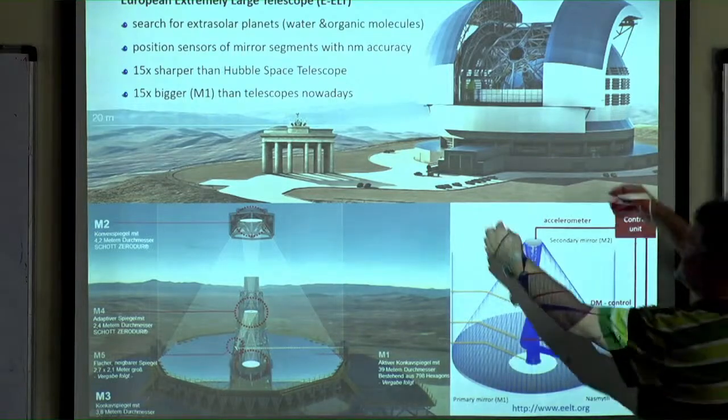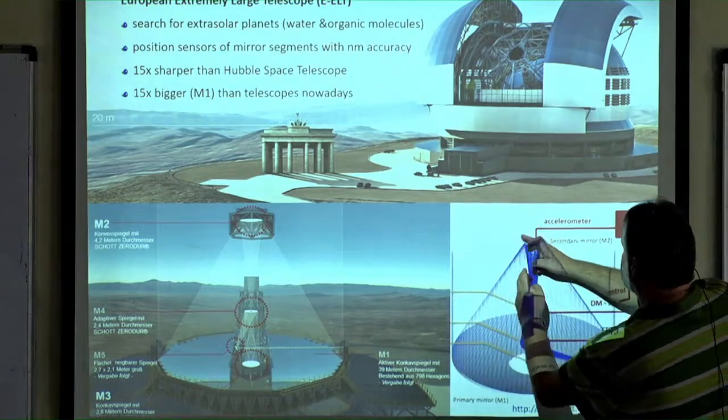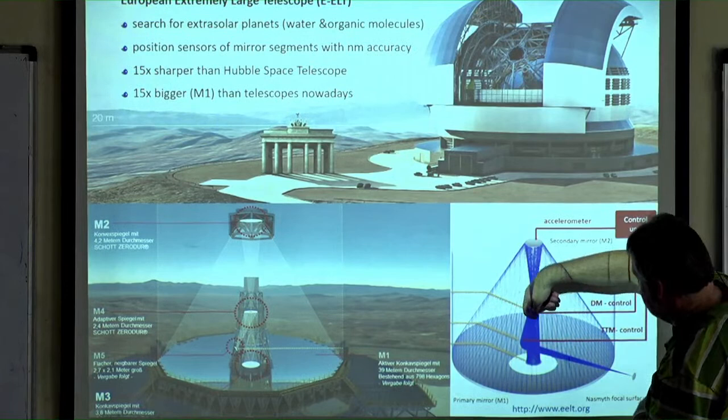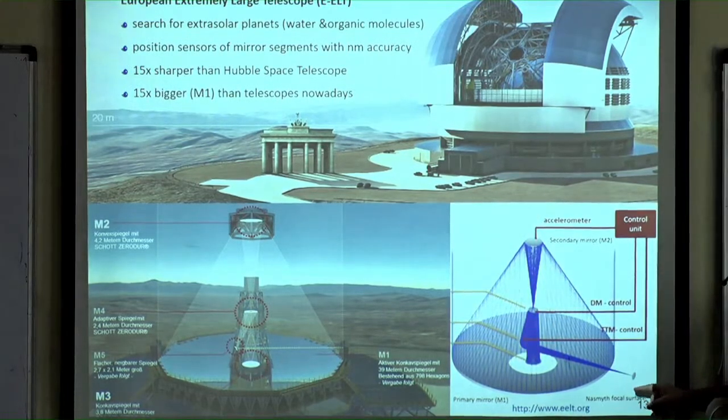The light comes from space here. It's collected by the big mirror. Then it's reflected to the secondary mirror, going down to this tertiary mirror, and then it's going out. And here are the sensors which are used to take the images itself.